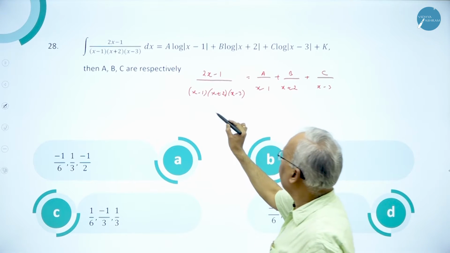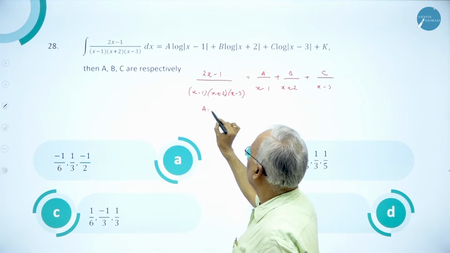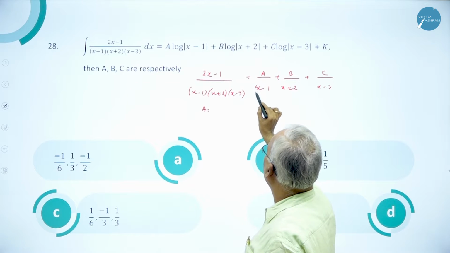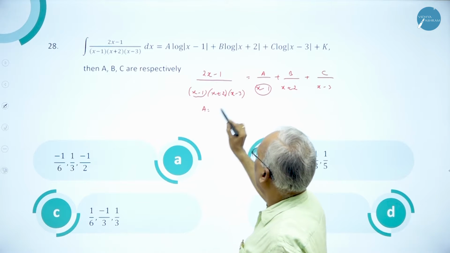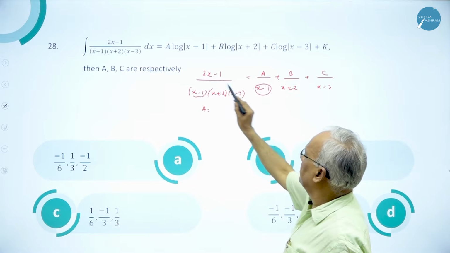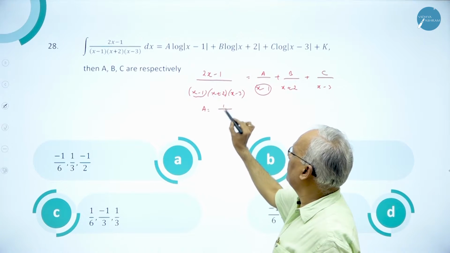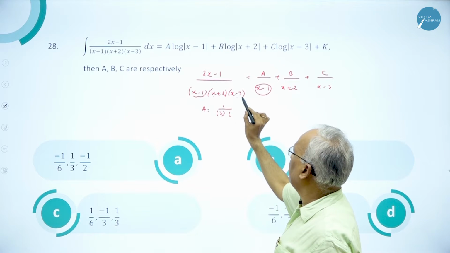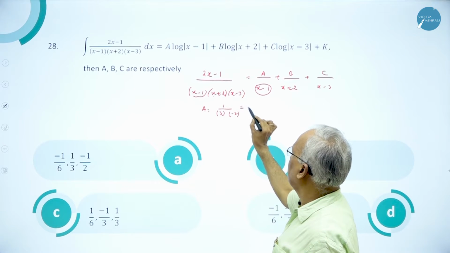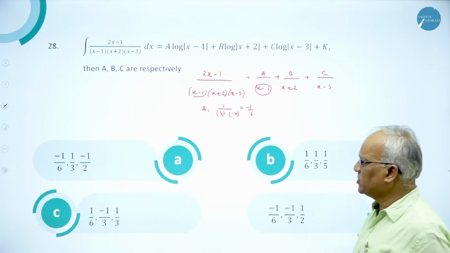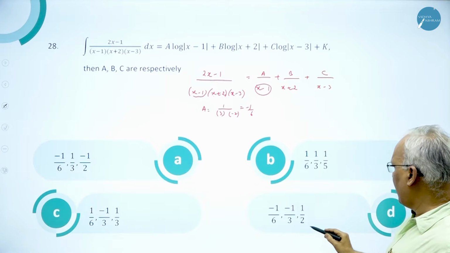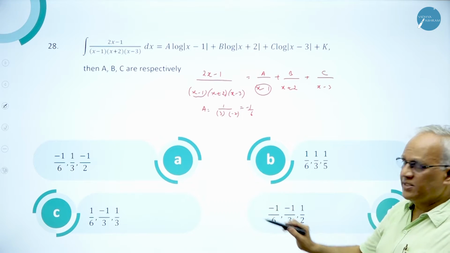So how do you get a? The simple technique is you just close this x minus 1 in the denominator on the left hand side and put x equal to 1 in the remaining expression. 2 into 1, 2 minus 1, 1, divided by 1 plus 2, 3, and 1 minus 3, minus 2, which is equal to minus 1 by 6. Minus 1 by 6 is in A and D. So B and C cannot be the answer.